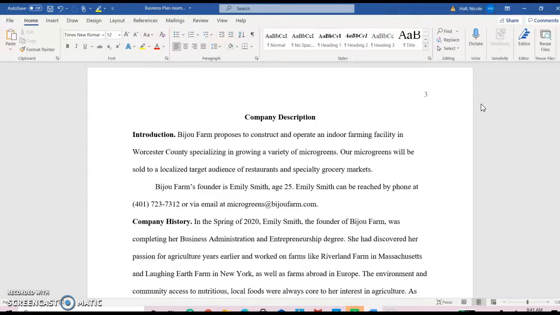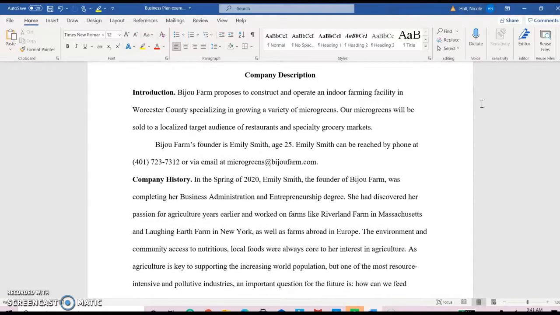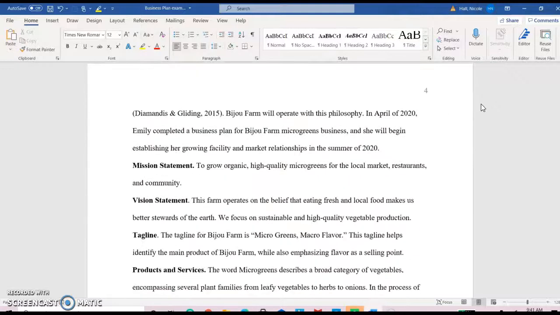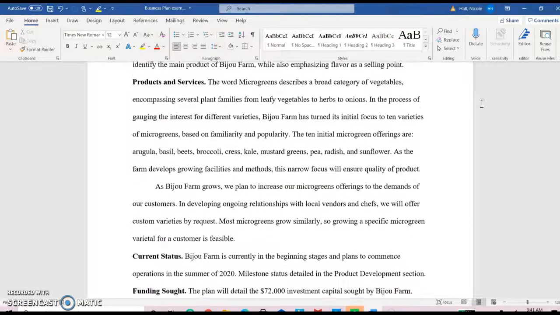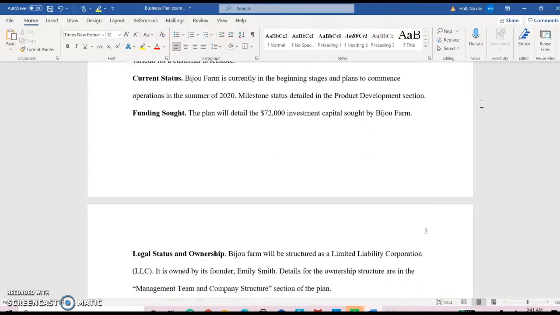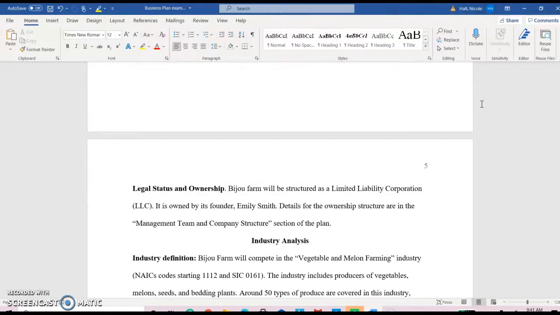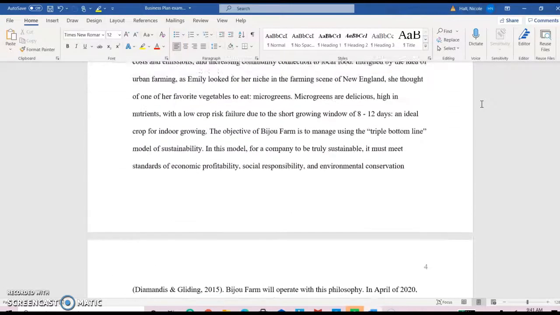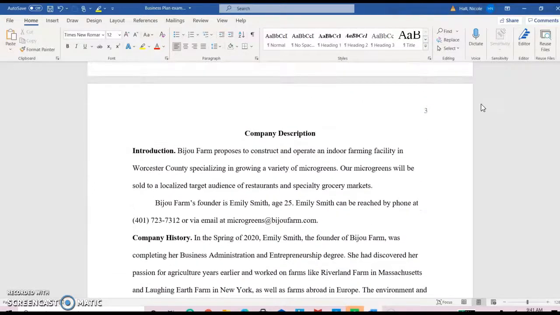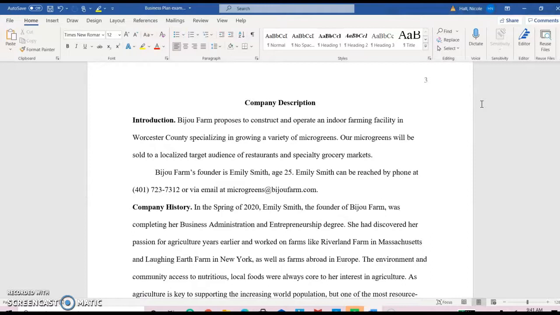Next, I'm going to go over the company description, which includes an introduction, the company history, mission statement, vision statement, tagline, products and services, current status, funding sought, legal status and ownership. So if this is the first time you're writing in APA format, you can see that the company description is a level 1 heading, and then the introduction and company history and so on and so forth are a level 2 heading. All right, so just make sure your headings are bolded and they're properly labeled.